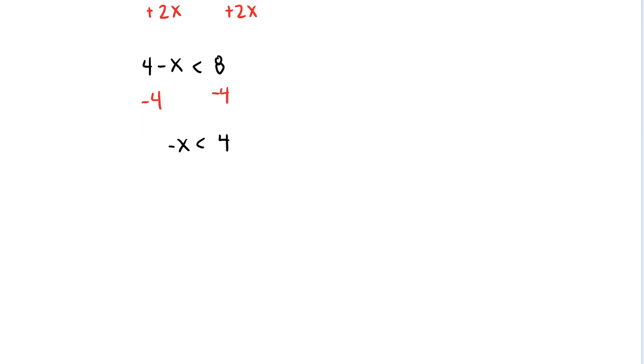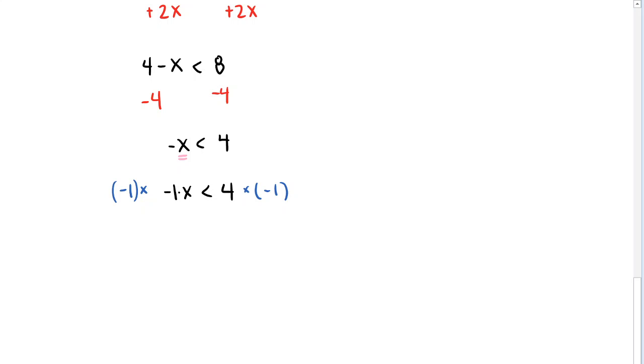And then lastly, we don't want negative x, we just want x itself. Right, so this is a lot like saying negative 1 times x is less than 4. And so we can undo this multiplication by negative 1 by multiplying negative 1 to both sides of this equation. Right, because negative 1 times negative 1 is just positive 1, and then we'll just have one copy of x.